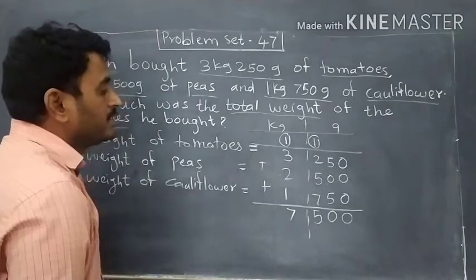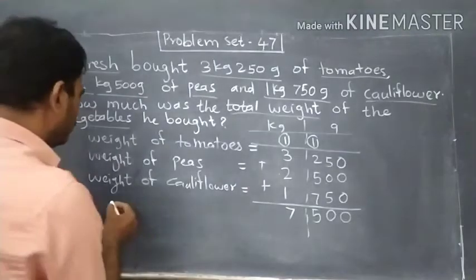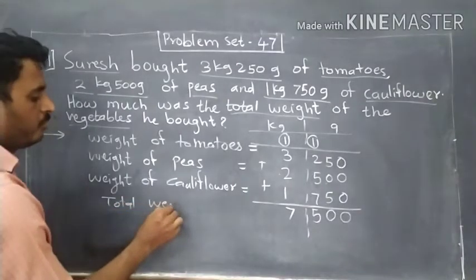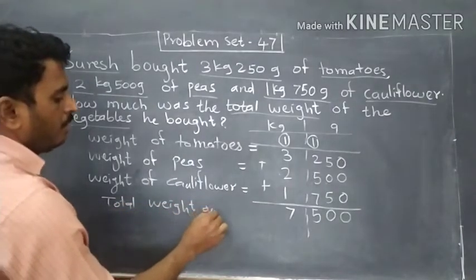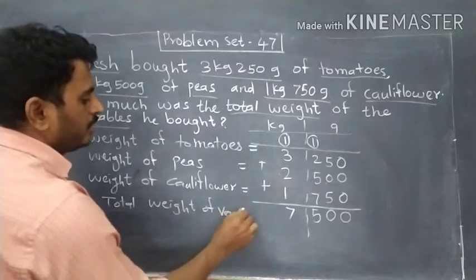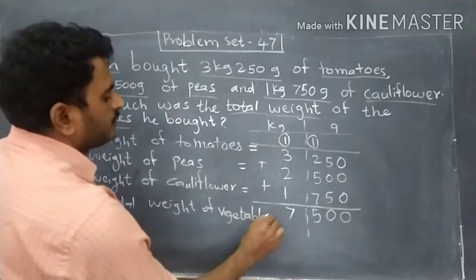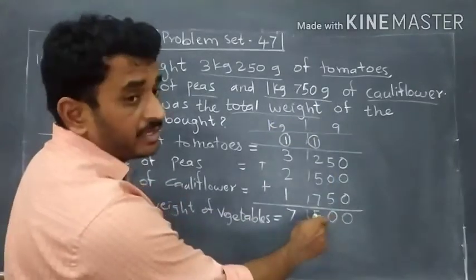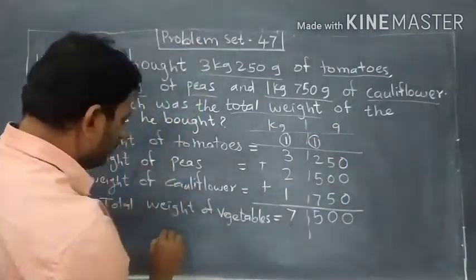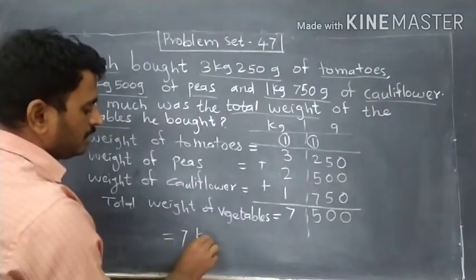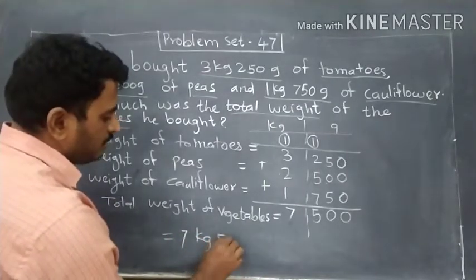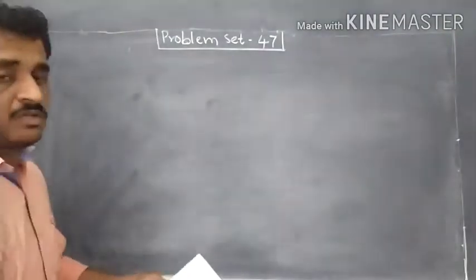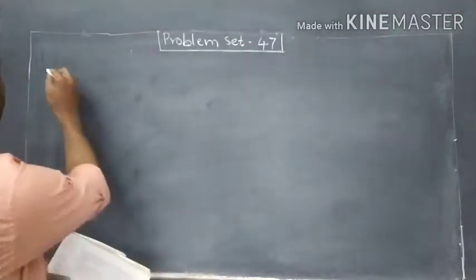So total weight of vegetables is equal to 7 kg and 500 gram. The next question is question number 20.